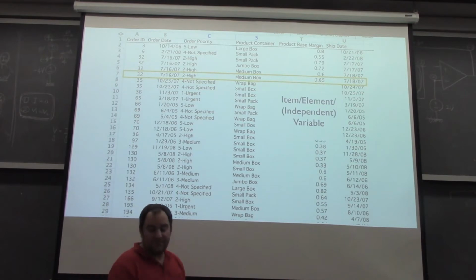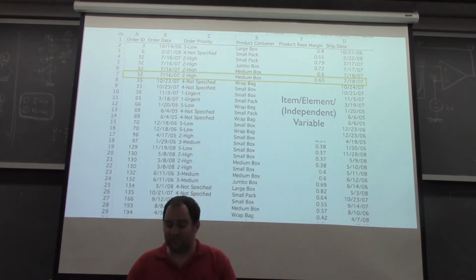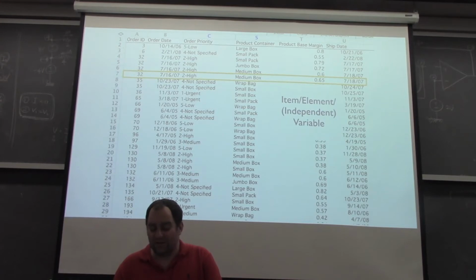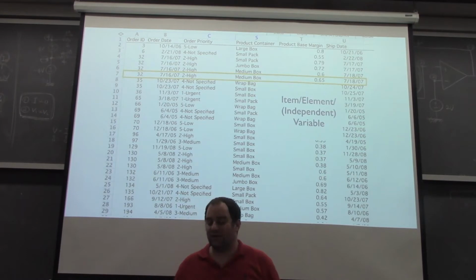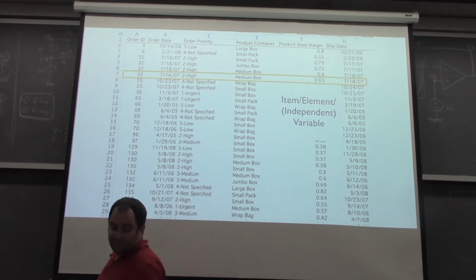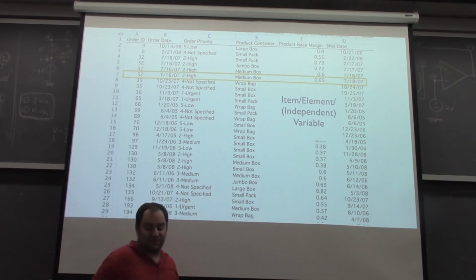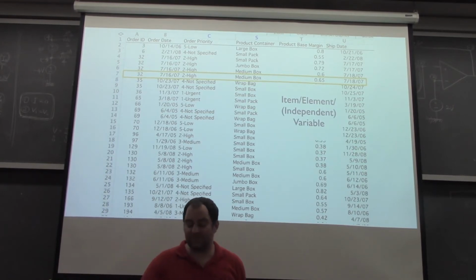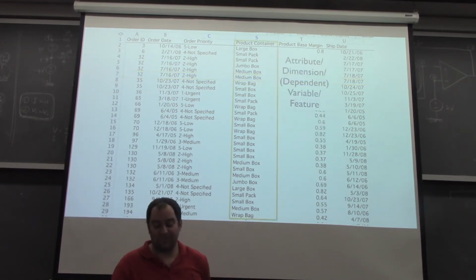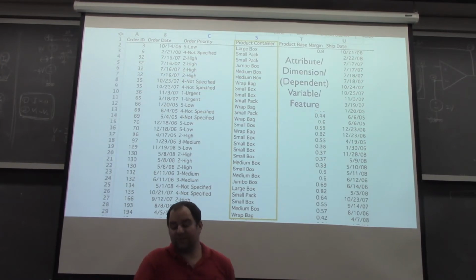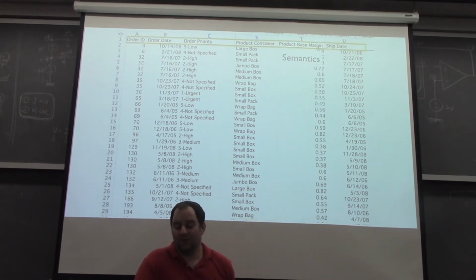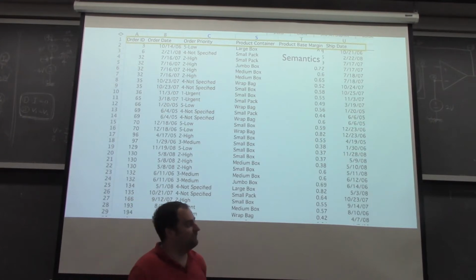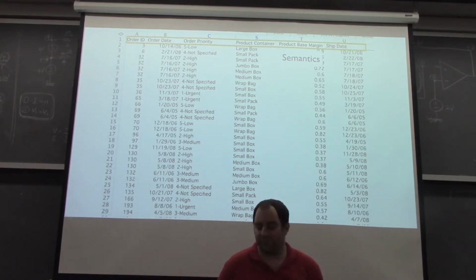Okay, here is an example to reiterate what we had in this lecture. This is a table of product orders. We have an order ID, order date, order priority, the product container, product base margin, and the ship date. This would be the item, or the element, or the independent variable. This here would be an example of an attribute, which is often also called a dimension, a dependent variable, or sometimes a feature. Here we have the definition of the semantics. What do those things actually mean?